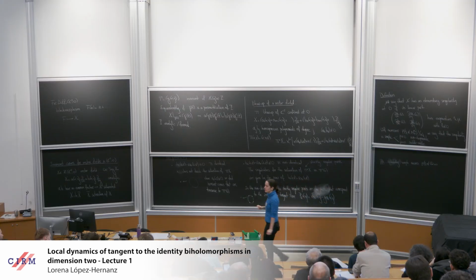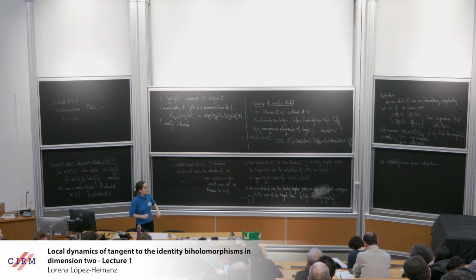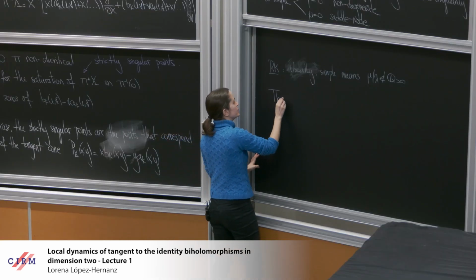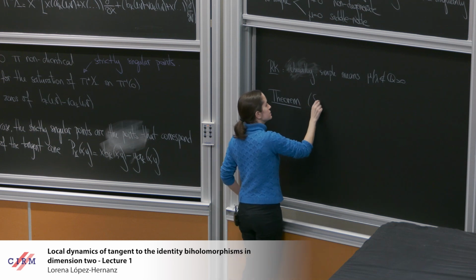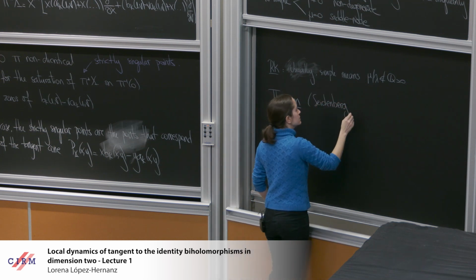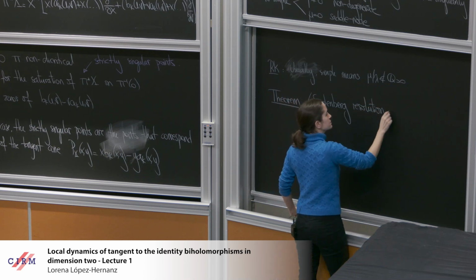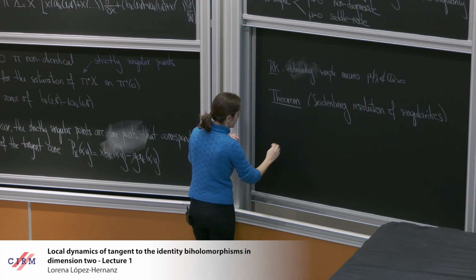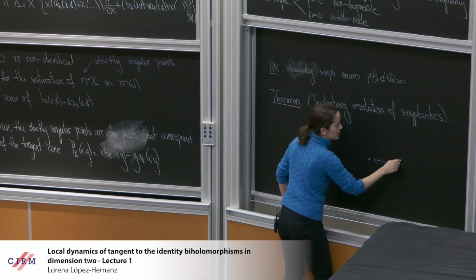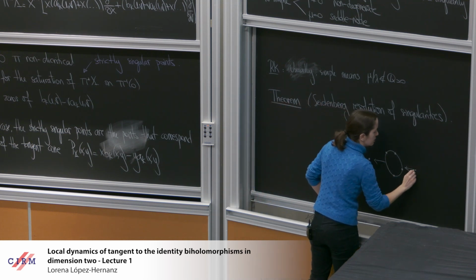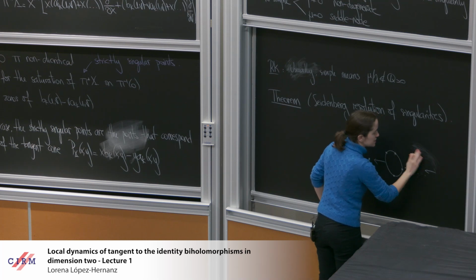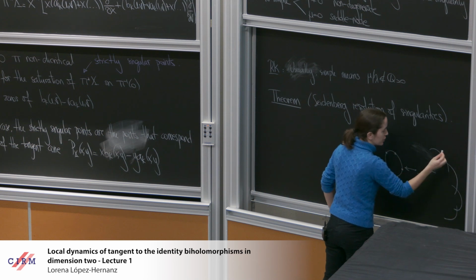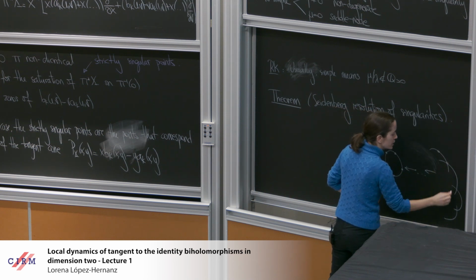So Seidenberg's resolution of singularities tells us that after a finite number of blow-ups, we have the singularity, we blow up, we obtain some strictly singular points. If they are not simple, we continue blowing up. So in a finite number of steps, all the strictly singular points will be simple.